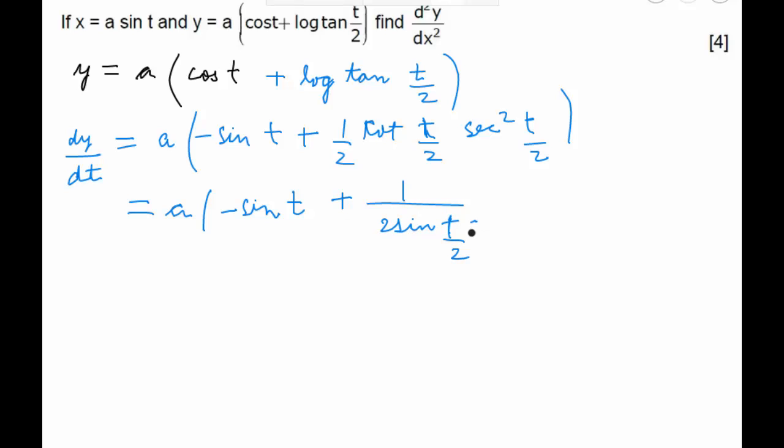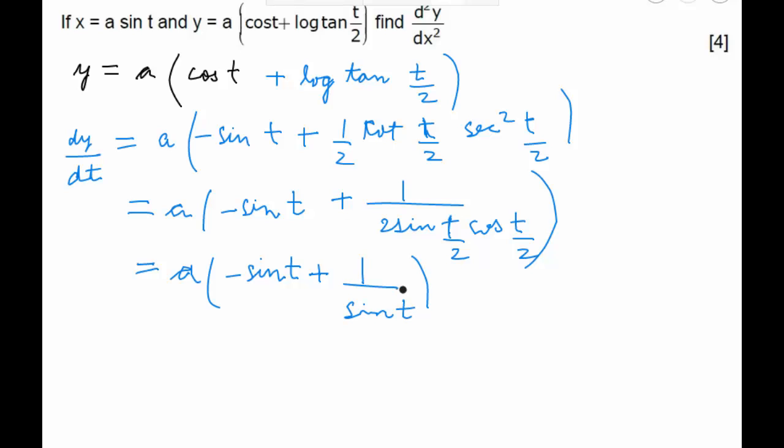This looks like 2 sin θ cos θ, which is equal to sin 2θ. So this gives us a (−sin t + 1/sin t). Now this can also be written as a times (1 − sin²t)/sin t. So a cos²t/sin t. So this gives us the value of dy/dt.